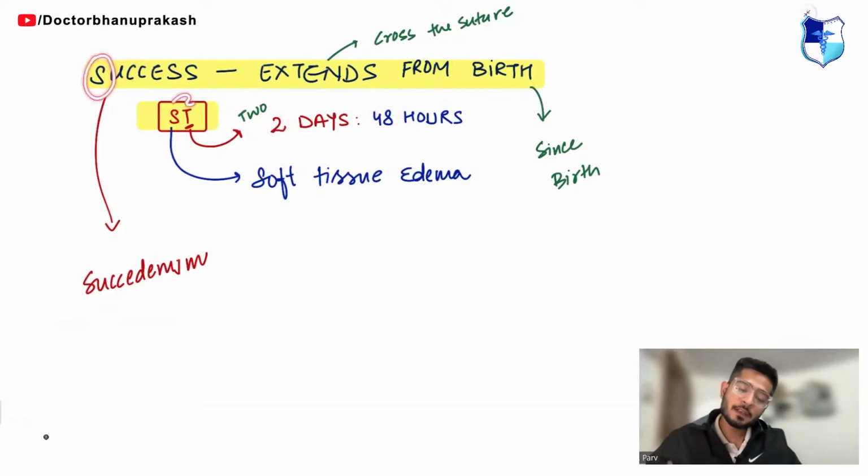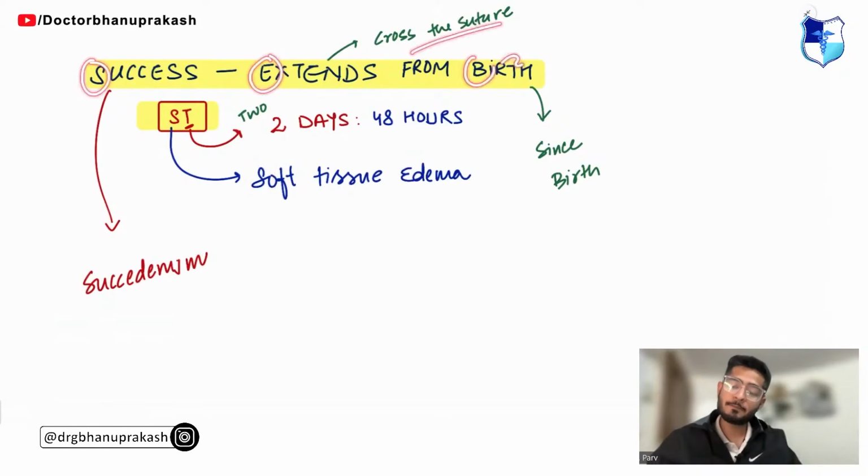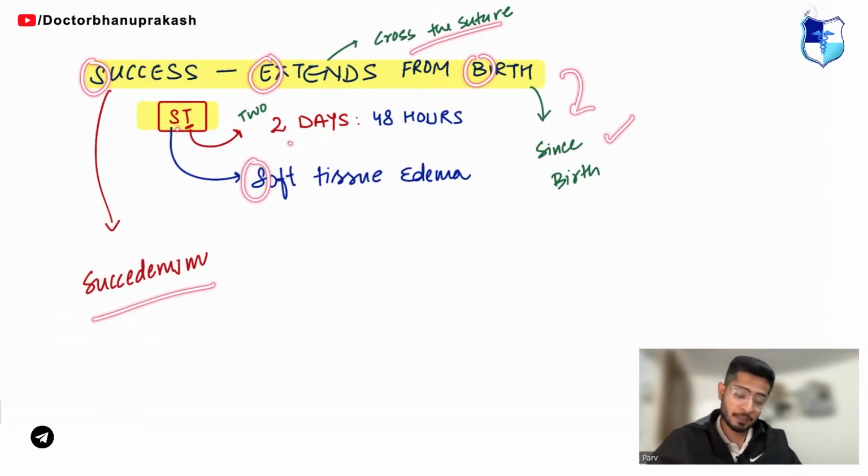And S for succedaneum, S for soft tissue edema. So entire caput succedaneum is because of what? It is because of the soft tissue which is getting edematous. So it extends, so crossing the suture line. Birth, that means it is since birth. And S for soft tissue edema, T for 2.